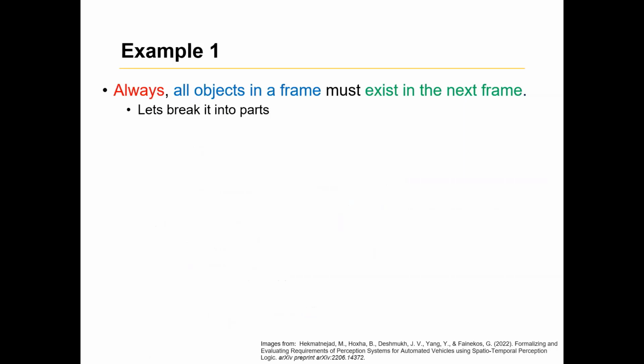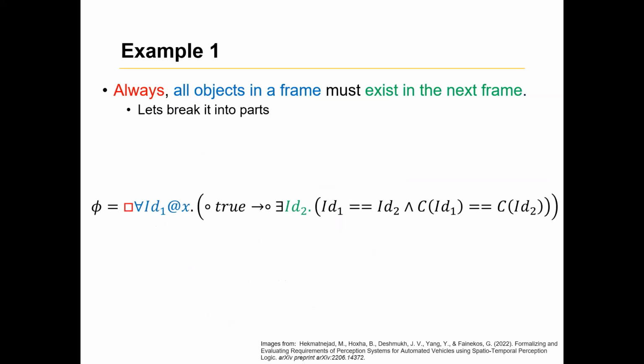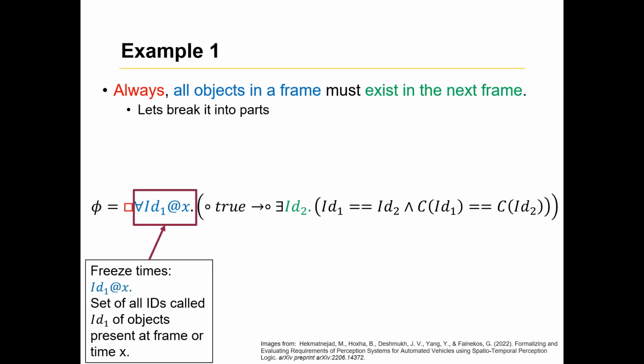I want to go towards some more examples, which I've taken from the paper. We have a requirement here which says that always, all objects in a frame must exist in the next frame. We have a huge requirement here, but let's try to break it into parts. We have the always operator there, that's what the red box corresponds to.